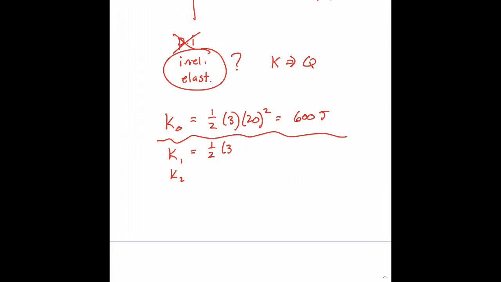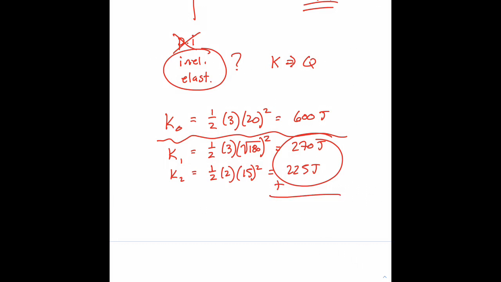1/2 times 3 times, we'll just call it the square root of 180 squared, right? That's the 13.4 meters per second that we found. Okay, that equates to 270 joules. And then the 2 kilogram object is moving with a speed of 15 meters per second. So when you calculate that out, you get 225 joules. So if we add those two values together, we get a total of 495 joules.